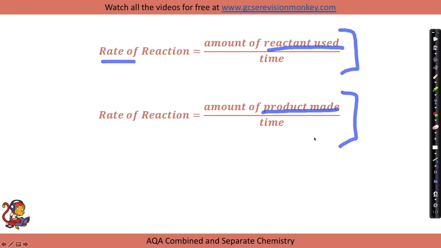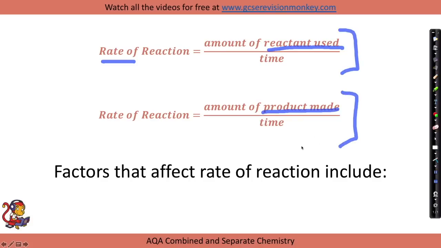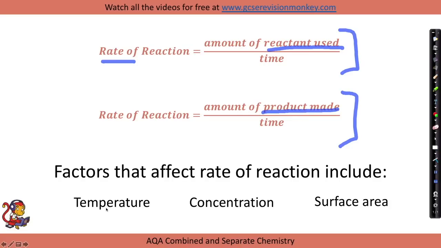Now, there are several factors that you may be asked about in the exam that affect the rate of reaction. Those include temperature, concentration, and surface area. So you may well be designing an experiment and changing any one of these three things.